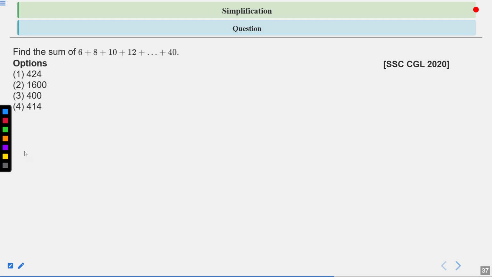Find the sum of numbers 6 plus 8 plus 10 plus 12 up to 40. And this question is asked in SSC CGL 2020 exam. So there are 4 options. First one is 424, second is 1600, third one is 400 and fourth one is 414.